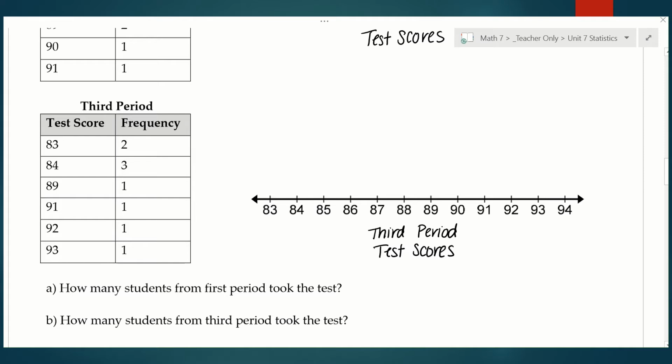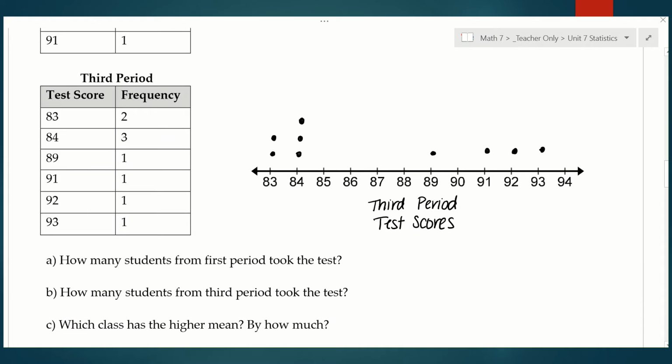Okay, so here we go. 283, so let's put 2 points there. 384, 189, 191, 192, and 193. Okay, so some questions to answer about this.